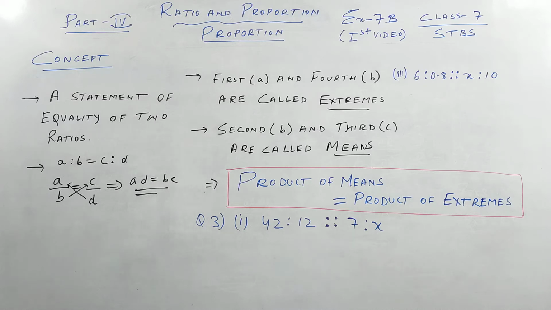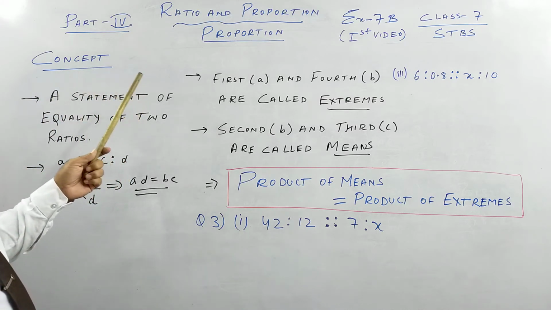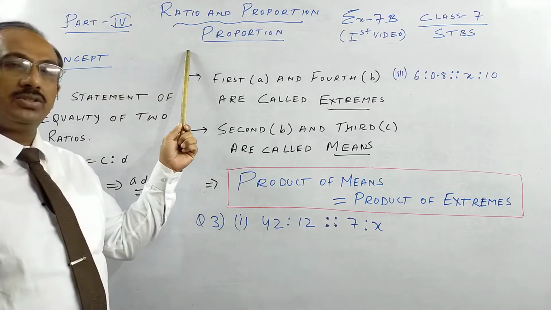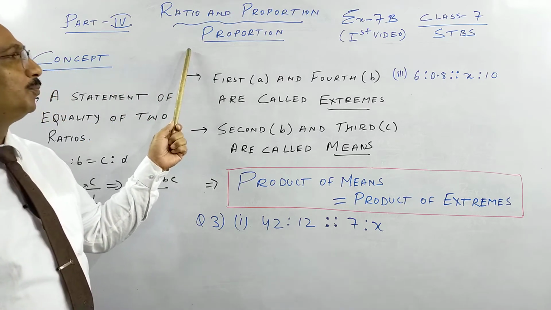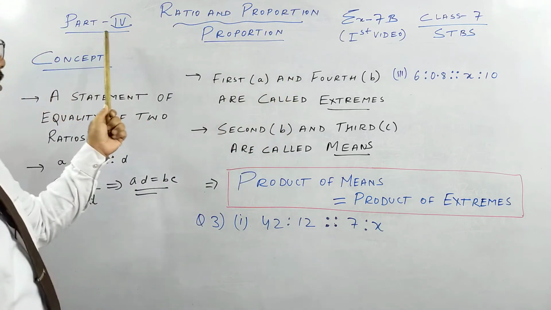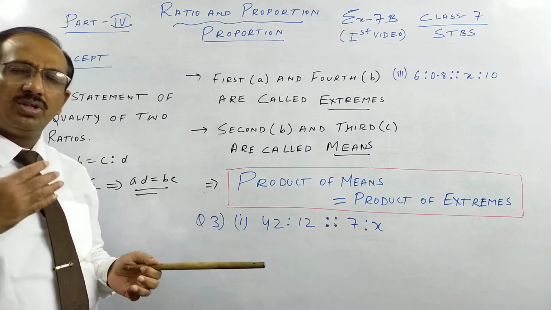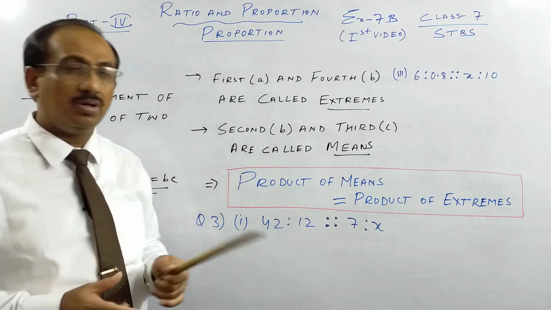So hello children, we start the second exercise of our chapter 7, that is ratio and proportion. In my 7A, where I have made 3 video lessons, we have seen what is ratio and various types of sums we have solved.